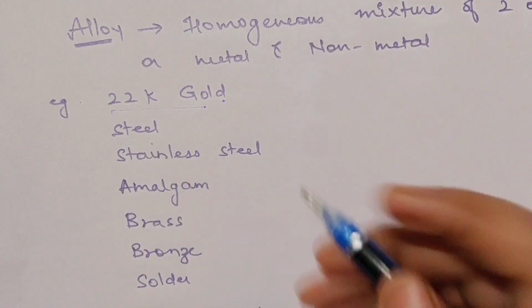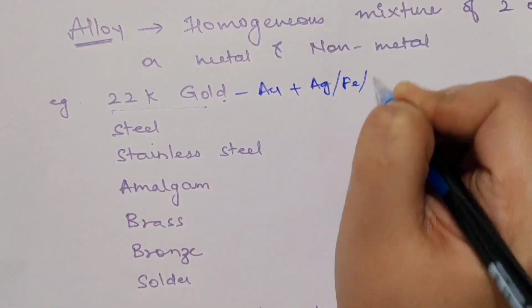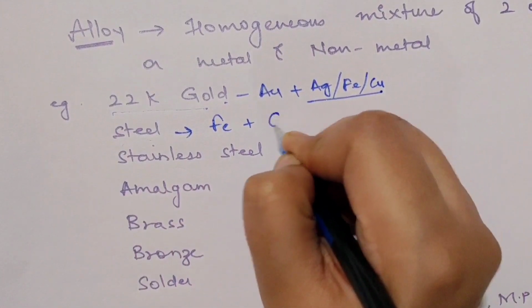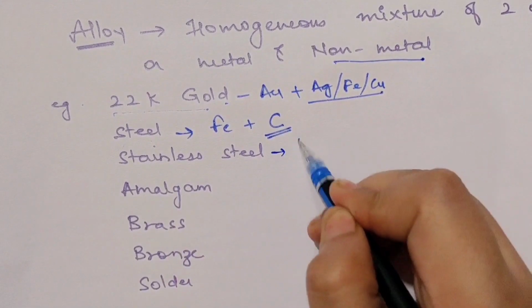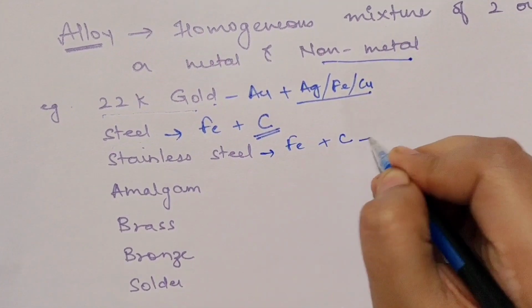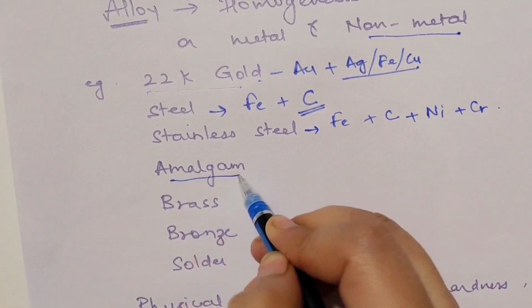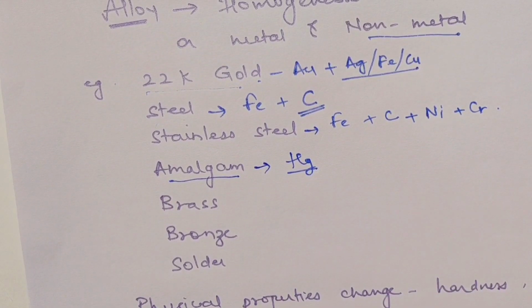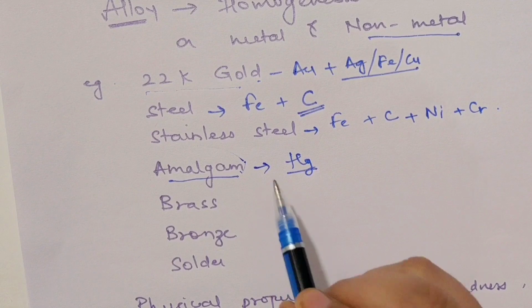Then we have steel. Gold is gold plus silver or iron or copper. Then steel is iron plus carbon. Carbon here is the non-metal. Okay. Then stainless steel is iron plus carbon plus nickel plus chromium. Amalgam is any alloy which has mercury in it. So a silver amalgam would have silver and mercury. If you know, silver amalgams are used as dental implants.